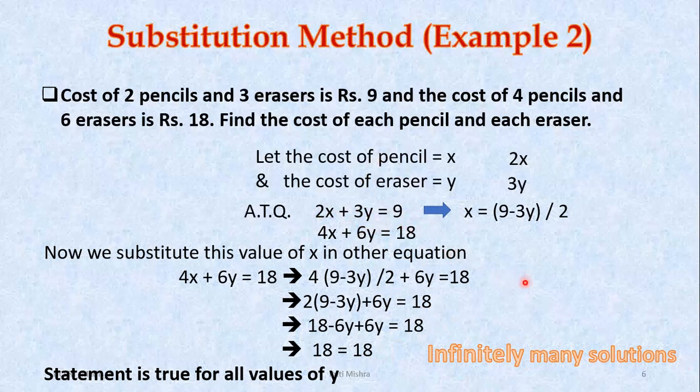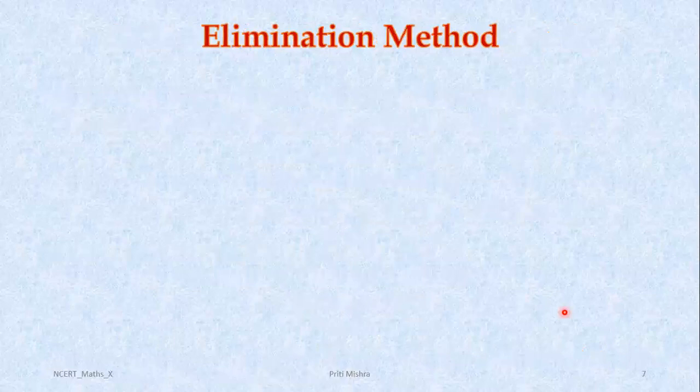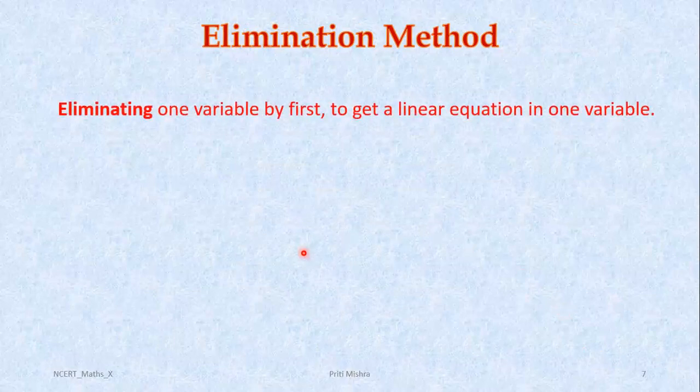So this is the substitution method through which you get to know what kind of behavior these lines are showing us. Now let's find out what the elimination method is. Eliminating one variable first to get a linear equation in one variable is known as the elimination method.